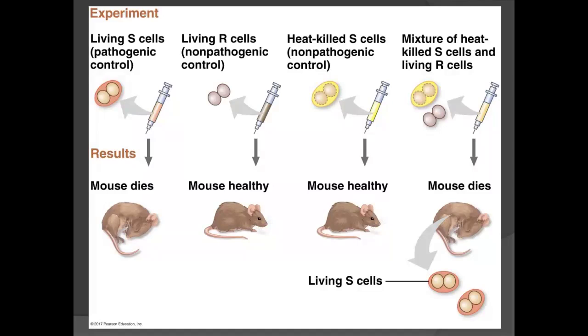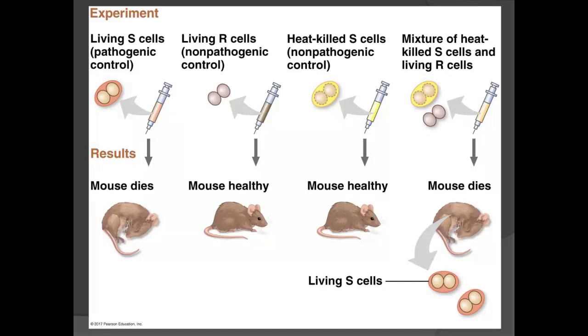This slide here outlines Griffith's experiments. In his experiment, he used two different strains of Streptococcus pneumoniae bacteria, S and R strains. The S strains of the bacteria were considered to be pathogenic, releasing a toxin that would lead to death, whereas the R cells were considered to be non-pathogenic.